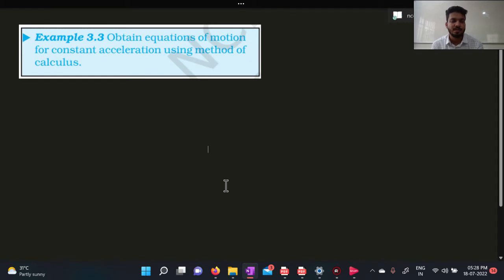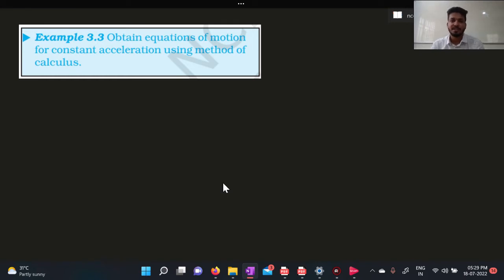For this second question, they're asking us to obtain the equations of motion for a constant acceleration using the method of calculus. Okay, again, this is one of the very favorite questions for school teachers. They're always asking this. A little bit of knowledge about calculus is required for this. Basic integration and basic differentiation is what is required.